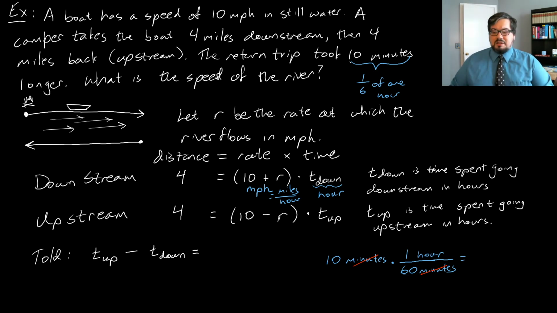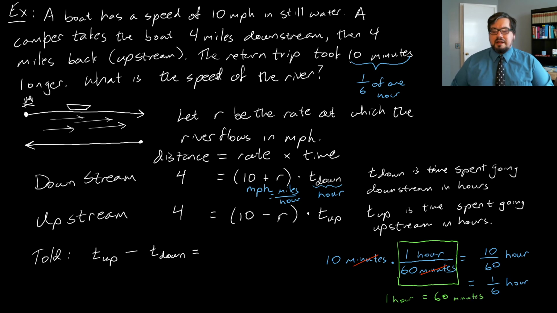And so I'm left with 10 over 60, and that's in terms of hours, or 1/6 after I reduce. And the whole point of the conversion factor is that 1 hour equals 60 minutes. And so multiplying by 1 hour divided by 60 minutes is basically just multiplying by 1.